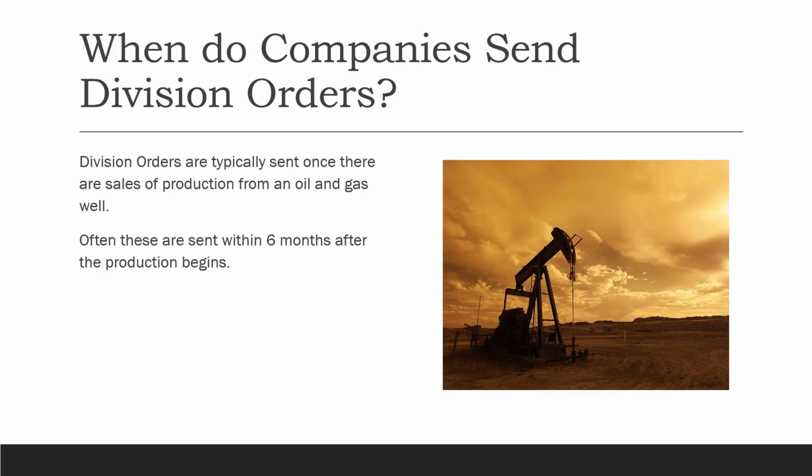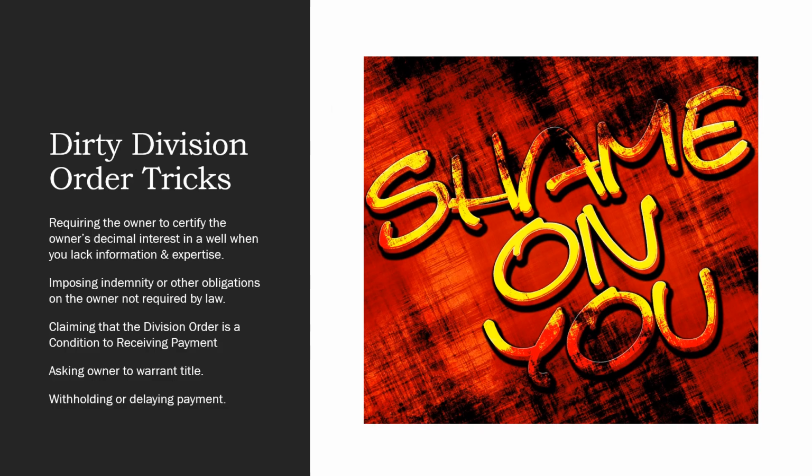When do companies send out division orders? Division orders are typically sent once there are sales from production of oil and gas from a well. Often these are sent within 6 months after production begins.